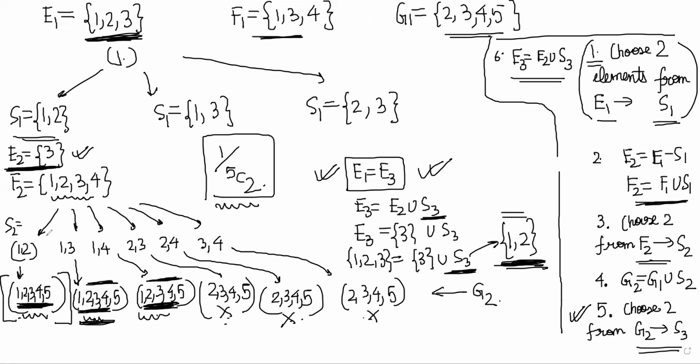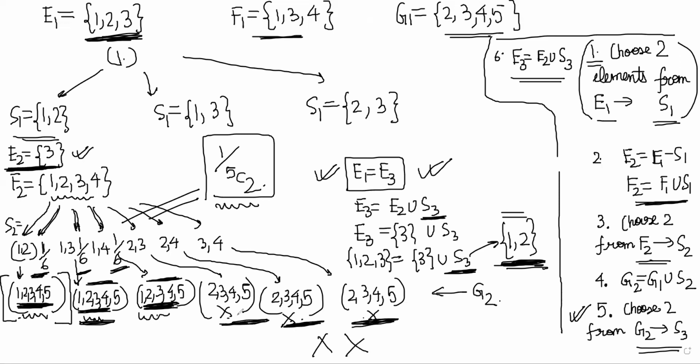Now, in this path, the probability of choosing 1, 2 was what? That is just one pair out of the 6 possible pairs. So this was 1 by 6, and this was also 1 by 6, and this was also 1 by 6. Only 3 paths are giving us the correct answer. These 3 paths are not useful for us, because from there finally we cannot choose 1, 2 for S3.